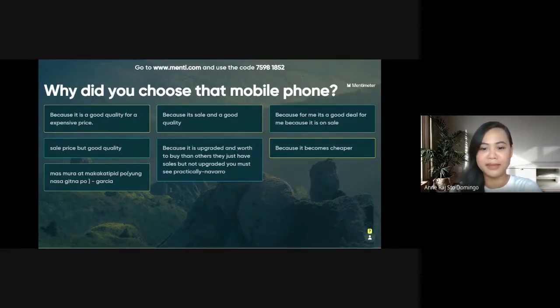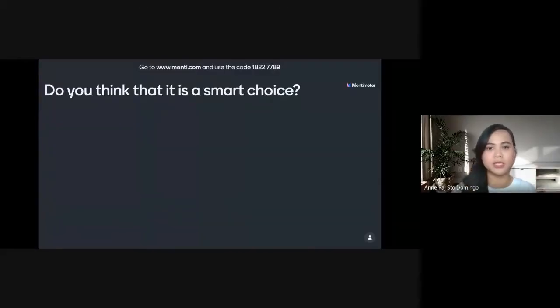Now, lipat naman tayo sa isa pa, sa questions na related din. So, this time, you were going to, again, sa menti.com pa din. Pero this time, ito naman yung ating code. Please use the code. Ayan, may questions pa tayo. Last 2 questions. Please use this code. Again, go to menti.com.